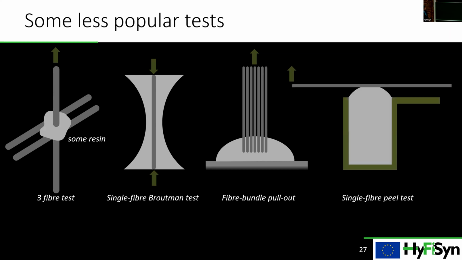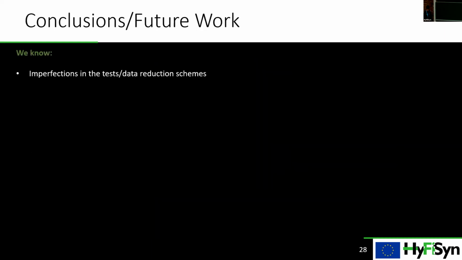And we also have the single fiber peel test, where basically you have a capsule filled with resin and you gently put a single fiber on top of it, but you make sure that at least 50% of the depth of the fiber is embedded in it. And then you peel the single fiber.